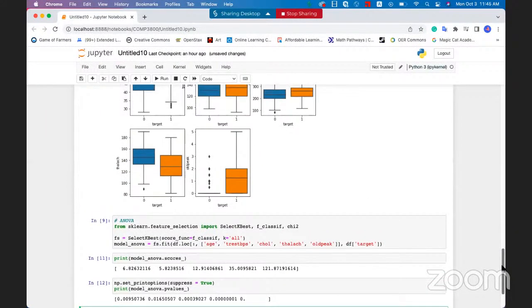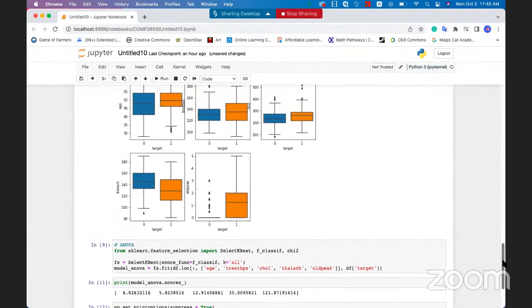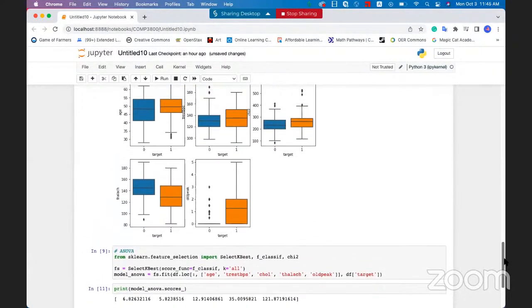Well, let's look at the F scores and the p-values. We said the larger the F score, the more significant the difference between these groups. So here we get the F score. Look, this is the last one. The last one is the highest.